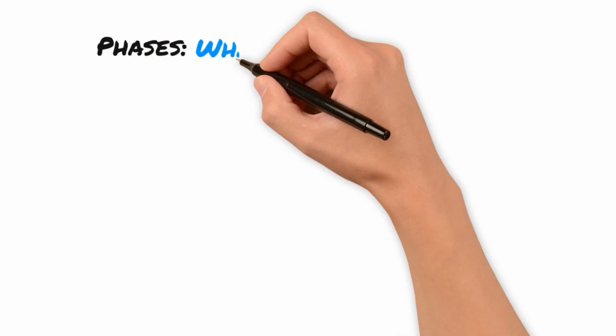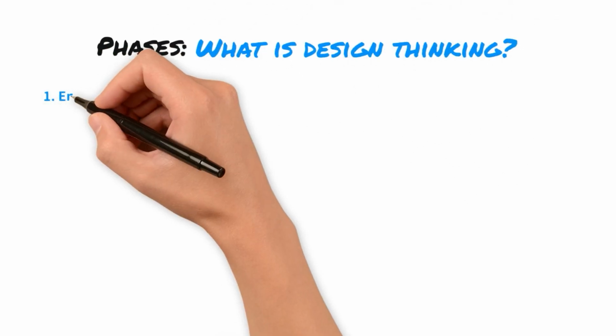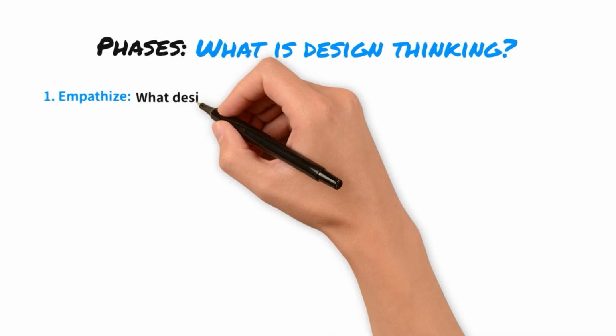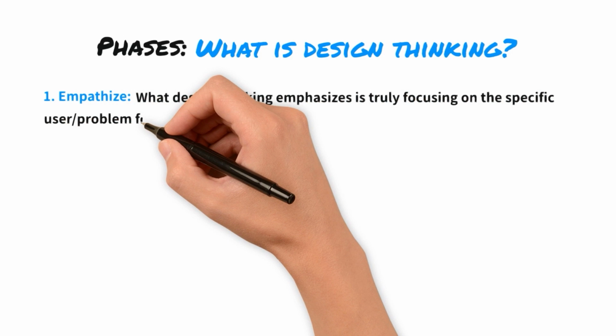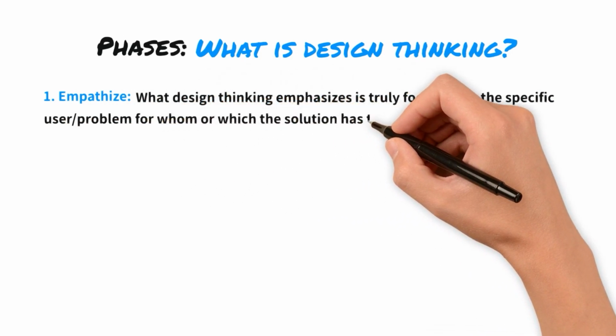Phases. What is design thinking? Phase 1. Empathize. What design thinking empathizes is truly focusing on the specific user or problem for whom or which the solution has to be found.